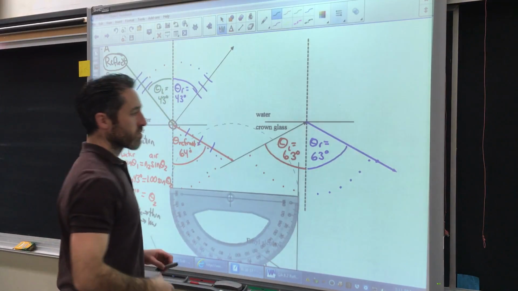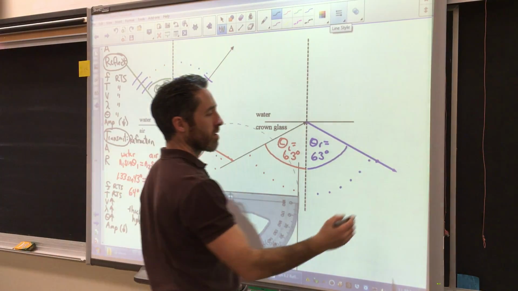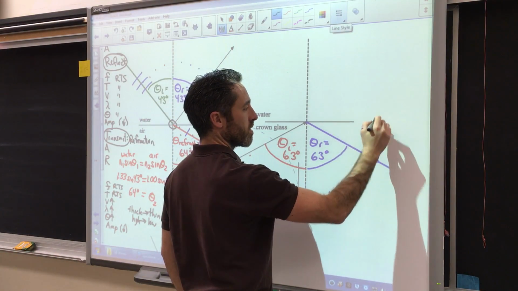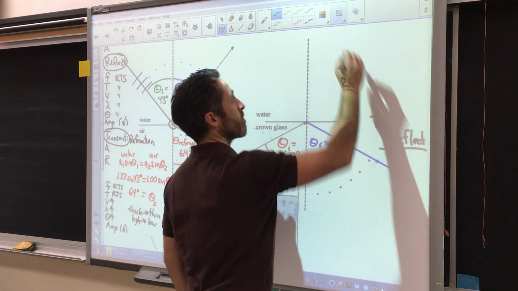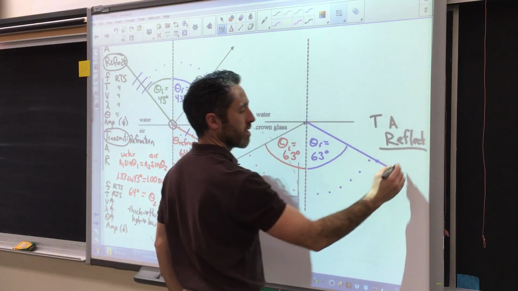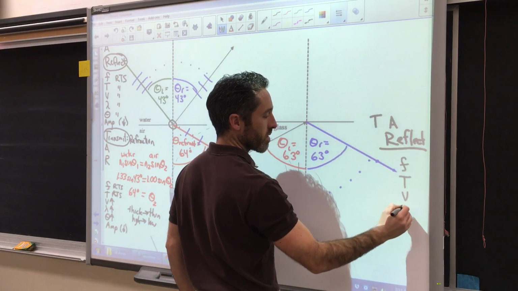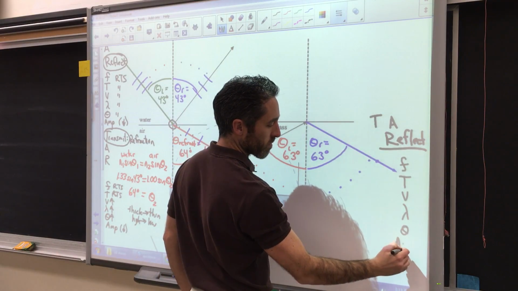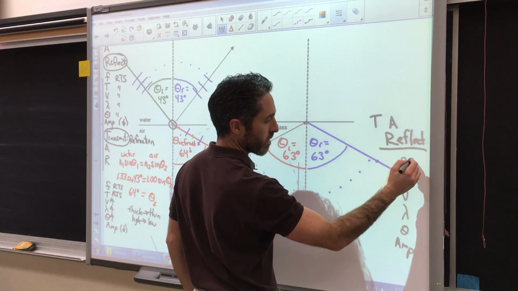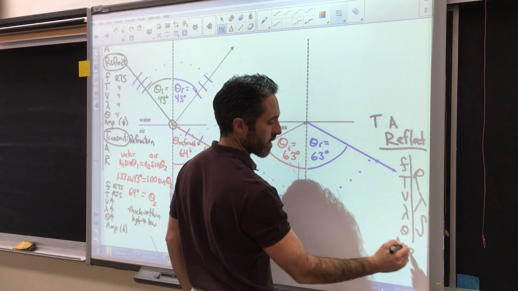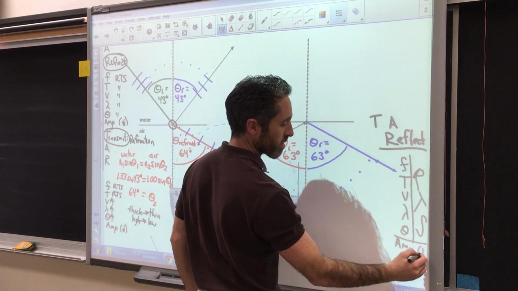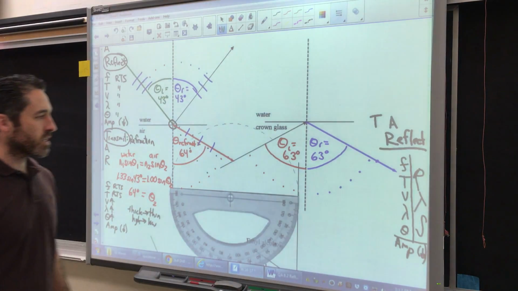Now, we can go through the same conversation we had before, from the TAR, the reflect part of this. What happens to each of the individuals? Frequency, period, wave speed, wavelength, angle, amplitude. All of these remain the same. We're in the same medium. Realistically, amplitude goes down. We're in the same medium.